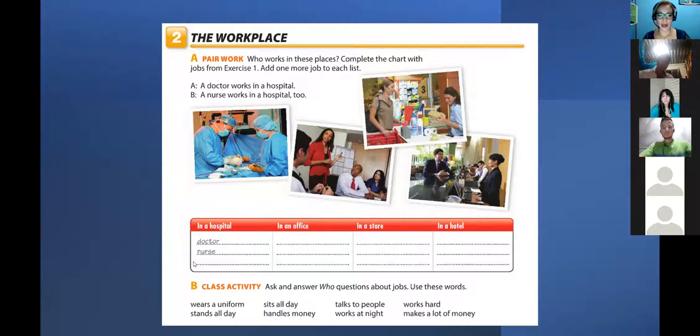Okay, so what we're going to do is classify here, right? We have different professions and occupations, and we are going to fill out this chart. For example, who works in a hospital? A doctor, a nurse. Any other that you can mention in this category?